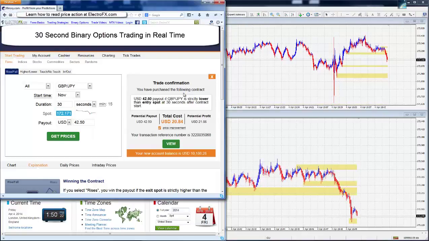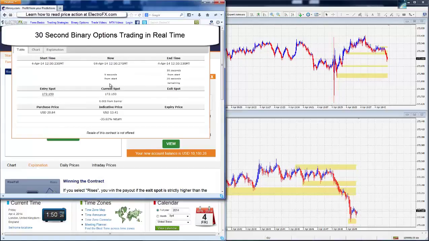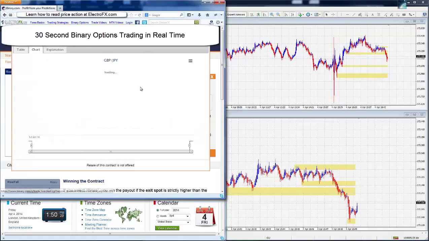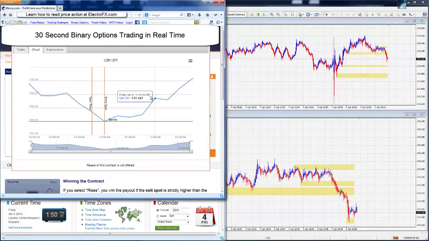I see another trade here. I'm going to enter that. Little continuation of the move. We'll quickly take a look at the chart so we can watch it as it progresses.